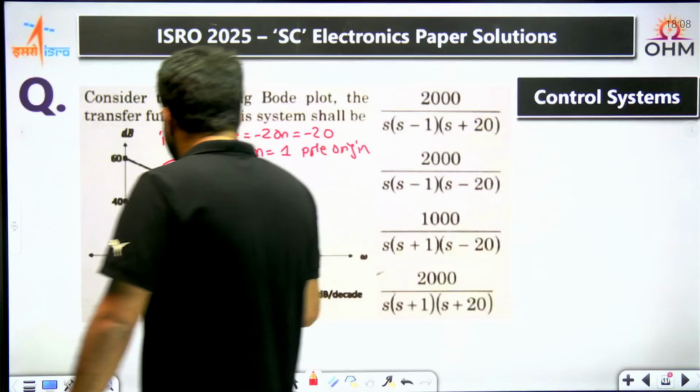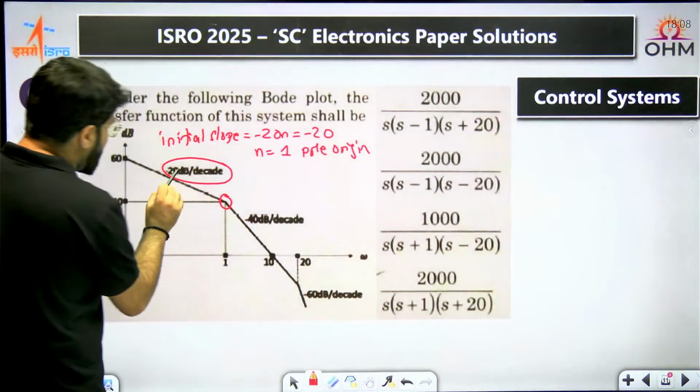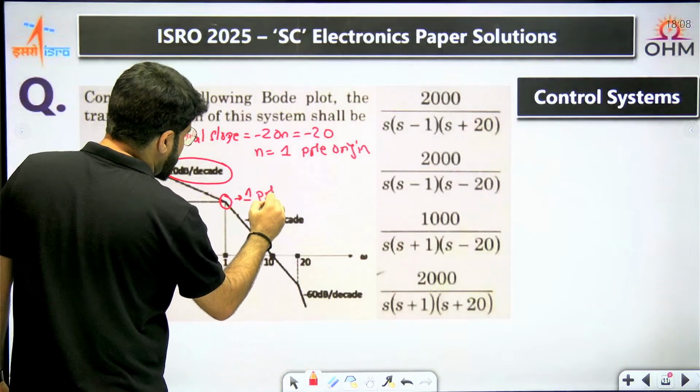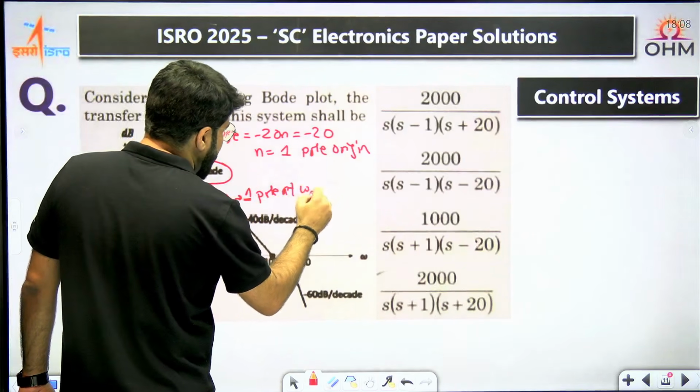Now, there is this corner frequency at 1. Okay, slope from minus 20 becomes minus 40. So there is a pole. Slope decreases means pole. Decrease by 20 means single pole. Single pole at the corner frequency of 1.